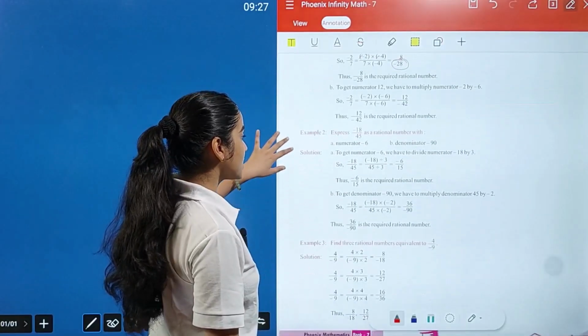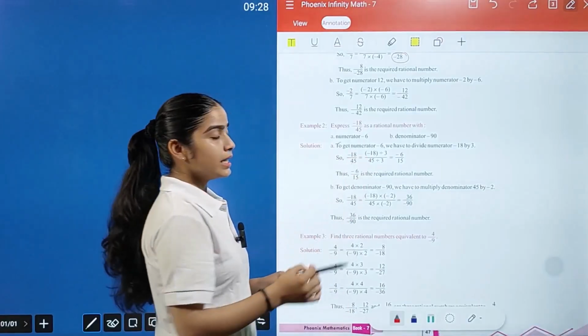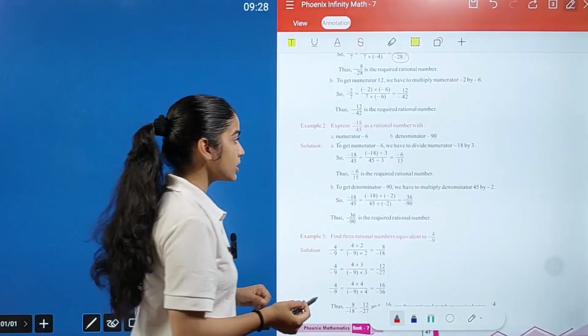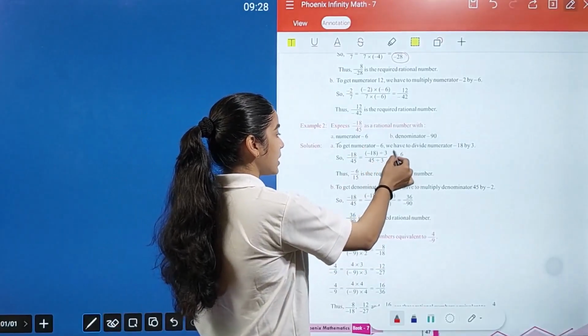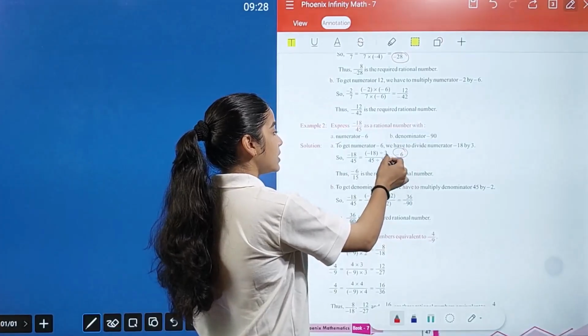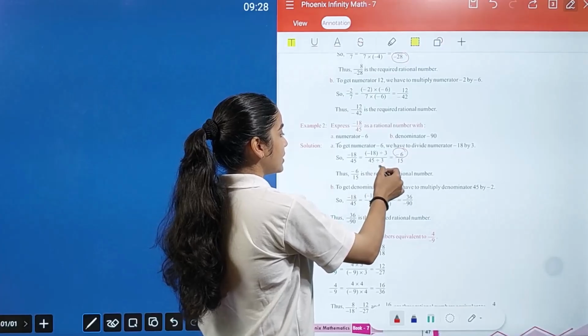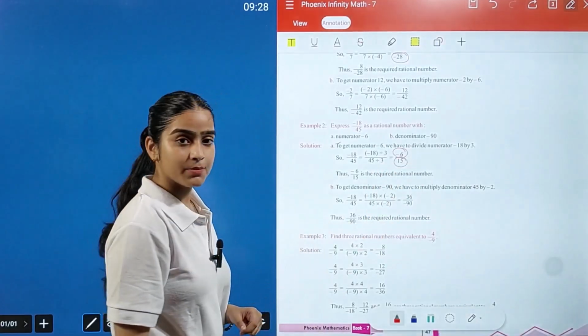Now express minus 18 by 45 as a rational number with numerator minus 6. It means you have to divide your numerator by 3 to convert it into minus 6. So minus 18 divided by 3 is minus 6. And if you do it with your numerator, you have to do the same process with your denominator as well. So 45 divided by 3 is 15. So your answer is minus 6 by 15.